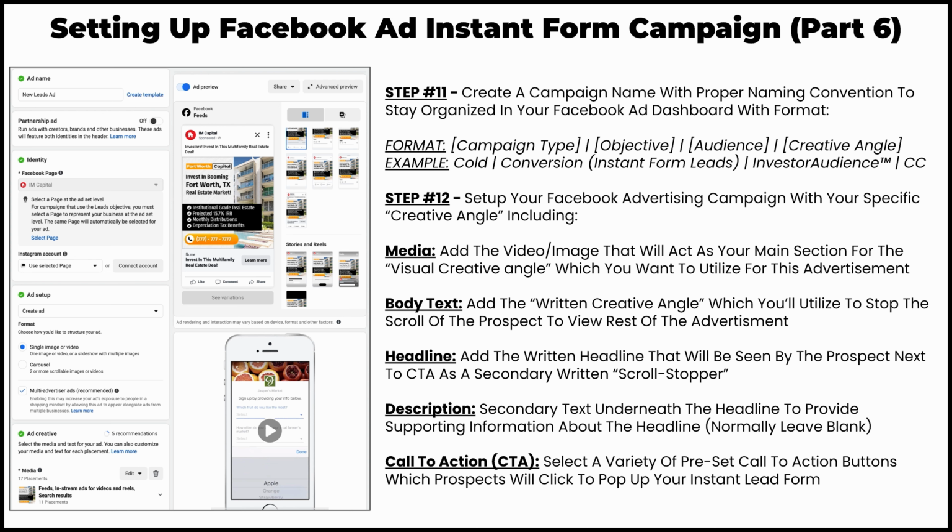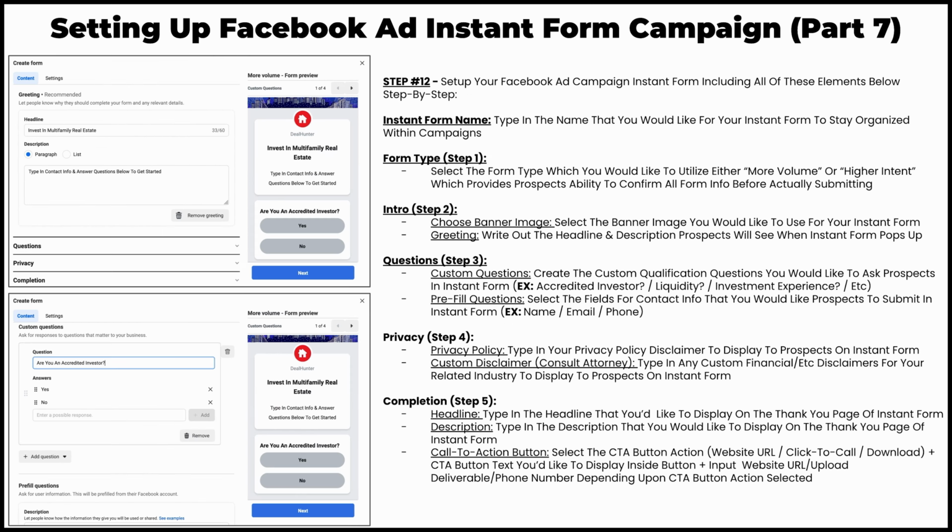Then you have the description text, which is going to be your secondary text underneath the headline to provide supporting information about the headline. We normally like to keep that blank, so they only see the headline. And then you have the call to action button. So you can select a variety of different preset call to action buttons, which prospects will click to pop up your instant lead form. Normally, we just like to use the learn more button.